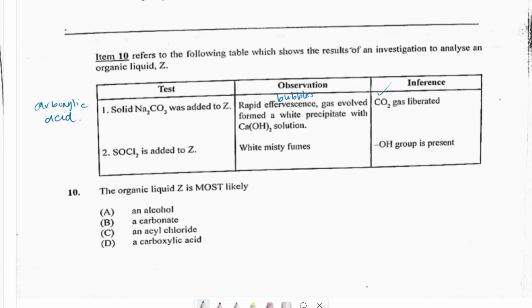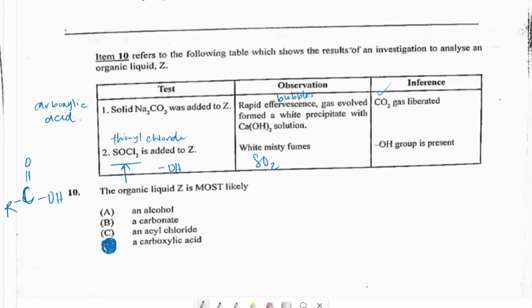Then SOCl2. I think this is called thionyl chloride. Don't quote me on it though. I can't spell. Thionyl chloride is added to Z. White misty fumes form. This misty fumes is SO2, sulfur dioxide. An OH group is definitely present. So this is a carboxylic acid. SOCl2 reacts with the OH group present in the carboxylic acid, because you know that it would be carbon, then double bond O, and then you have an OH group, right?